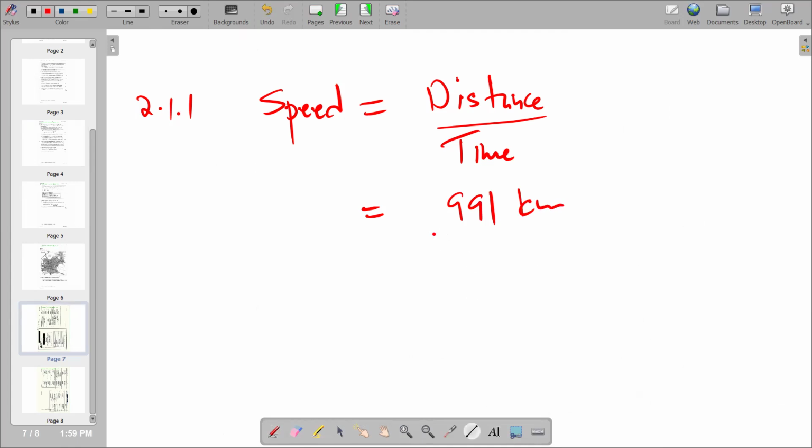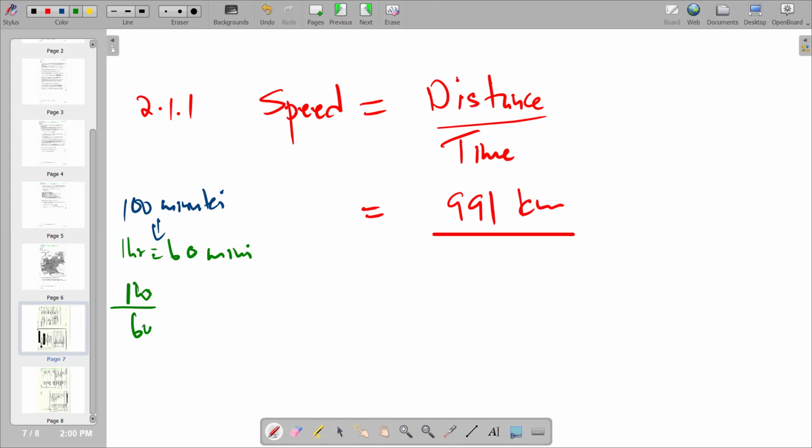And of course, we have to make a representation of our time. So for our time, we can take note, it's 100 minutes. But of course, we have to convert this 100 minutes to hours. Of course, we know that 1 hour is equal to 60 minutes. So to convert our minutes to hours, we are going to say 100 minutes divided by 60. And you're going to get your answer as 1.6, 0.6. So this is going to be the representation of our time.